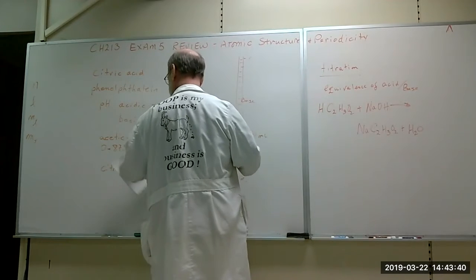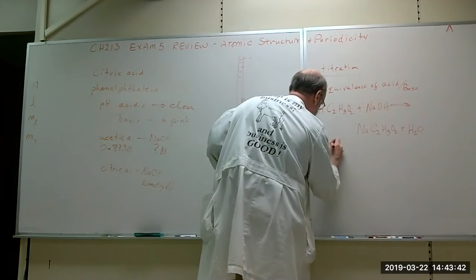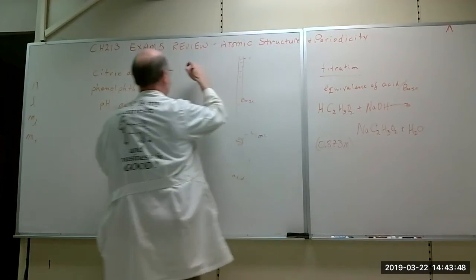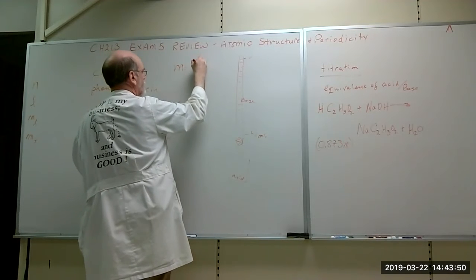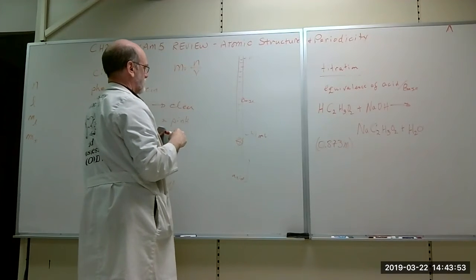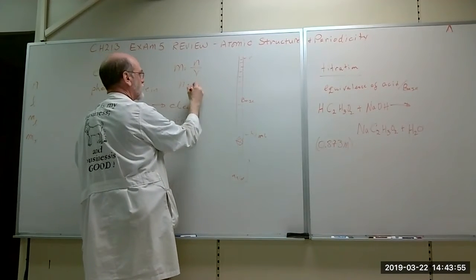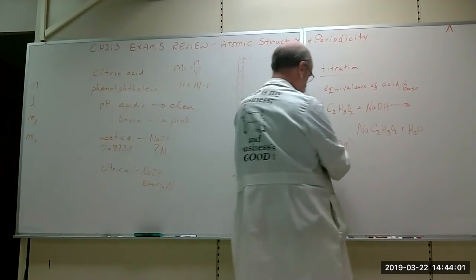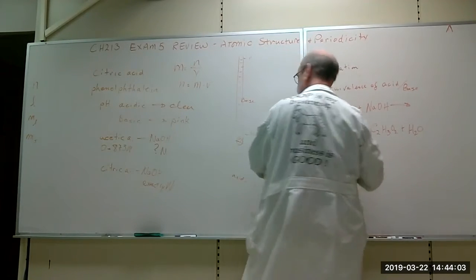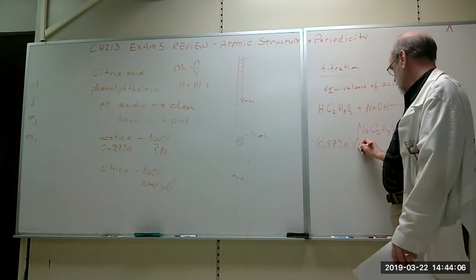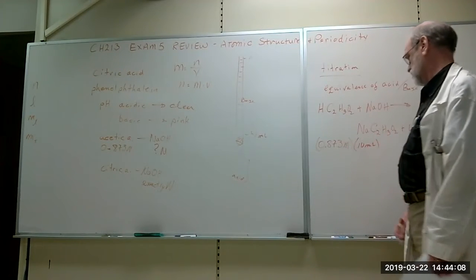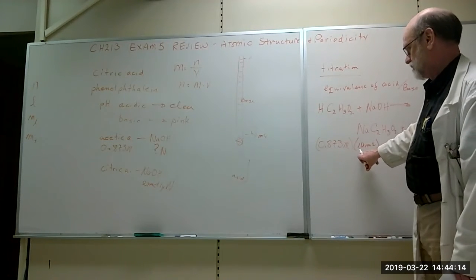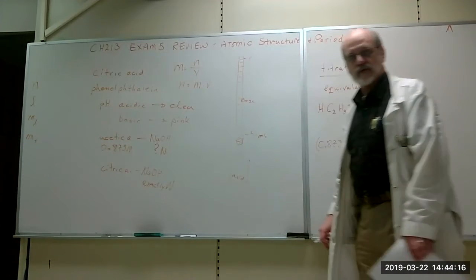So let's say we have 0.873 molar. And remember, the definition of molarity is moles per unit volume. So if we want to know how many moles, we say molarity times volume. Right? So molarity times volume, and how much volume do we have? 10 milliliters. Okay, so that's how many moles of acetic acid we have in the beaker.